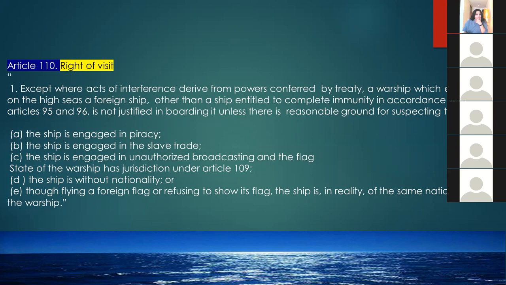Now, except where acts of interference derive from powers conferred by treaty, a warship which encounters on the high seas a foreign ship, other than a ship entitled to complete immunity in accordance with Articles 95 and 96, is not justified in boarding it unless there is a reasonable ground for suspecting that the ship is engaged in piracy, or the ship is engaged in the slave trade, or the ship is engaged in unauthorized broadcasting, or the ship is without nationality, or though flying a foreign flag or refusing to show its flag, the ship is in reality of the same nationality as the warship.